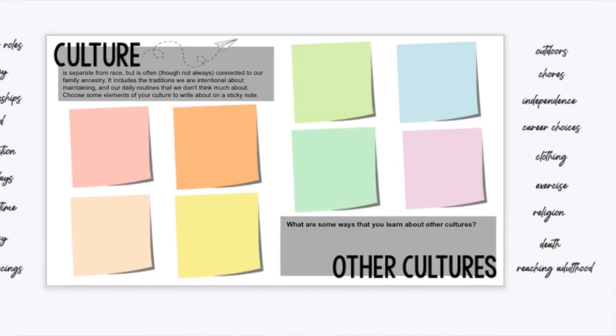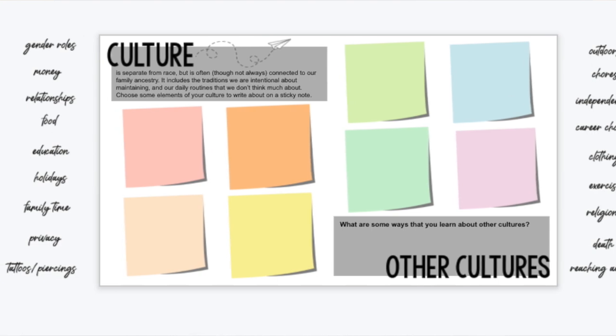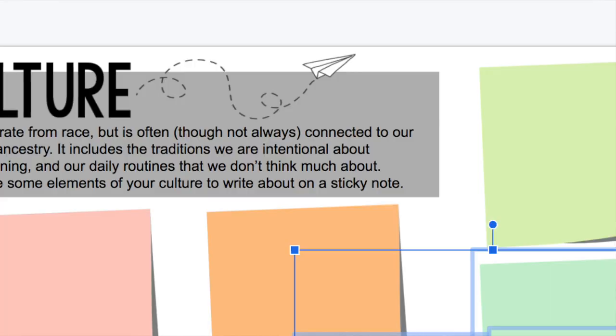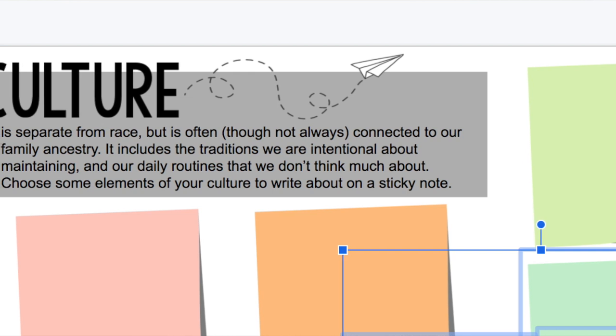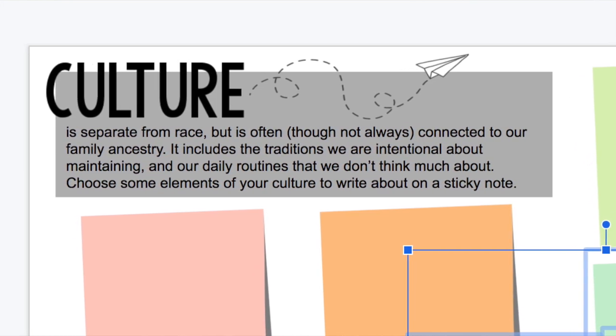So anyways, I created just this single slide. It's just a culture board. And this was in direct response to some of the confusion about the stereotype that Asians are the model minority. That's why it says at the top, culture is separate from race, but is often, though not always, connected to our family ancestry. It includes the traditions we are intentional about maintaining and our daily routines that we don't think much about. Choose some elements of your culture to write about on a sticky note.